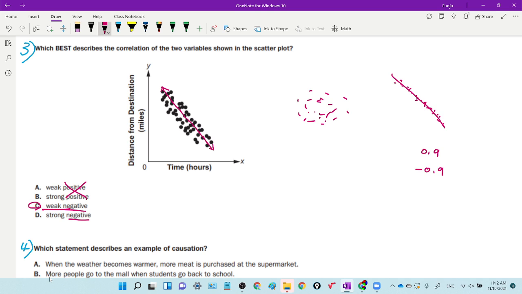No correlation means the number is always 0. So if I have a 0.1, 0.2 or negative 0.1, negative 0.2, that's very weak. Okay, about 0.7 or 0.6, I may say moderate. And direction can go positive or negative.